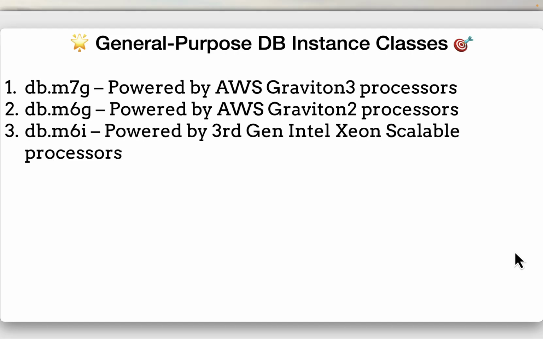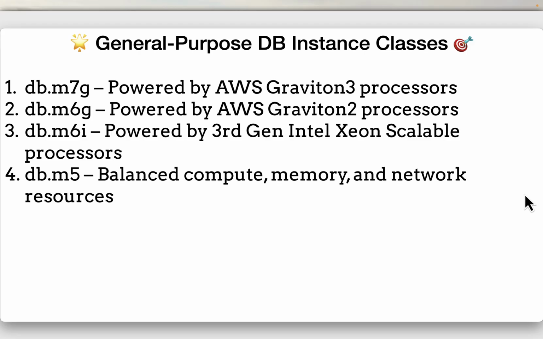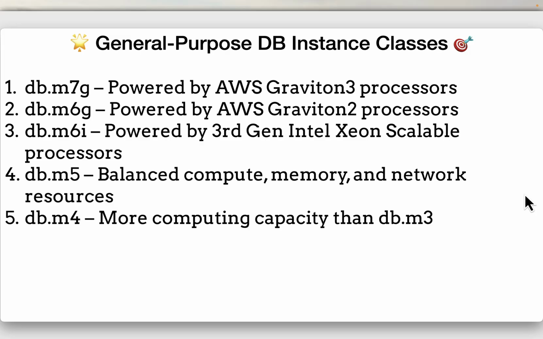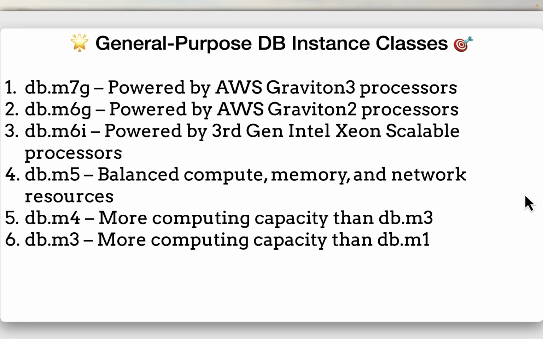Then we have db.m6i, powered by 3rd generation Intel Xeon scalable processors. This I is for Intel, so G is for Graviton, and this is powered by 3rd gen Intel Xeon scalable processors. Then we have db.m5, which provides a balance of compute, memory, and network resources, and is based on NVMe based SSD storage. Then db.m4, and then we have db.m3. Okay, these are some of the existing popular, commonly used general purpose DB instance classes.